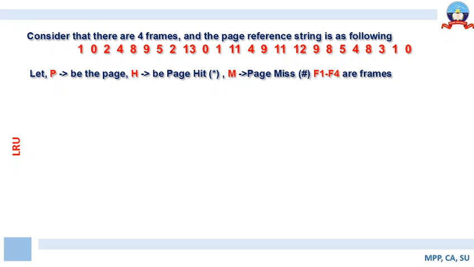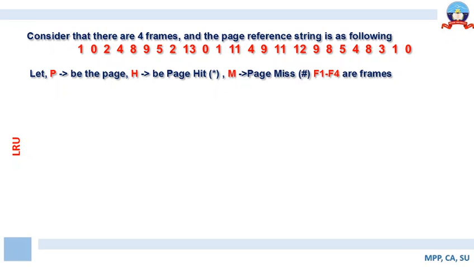Now as in the other cases like FIFO, optimal page replacement, and LIFO, P here is used for representing page, H is used for representing page hit, M is used for representing page miss, and F1 to F4 are used to represent the frames. Again I'm repeating here, page hit refers to a condition when the requested page is found in the main memory, and page miss refers to a condition when the requested page is not found in the memory. So page miss is synonymous to page fault.